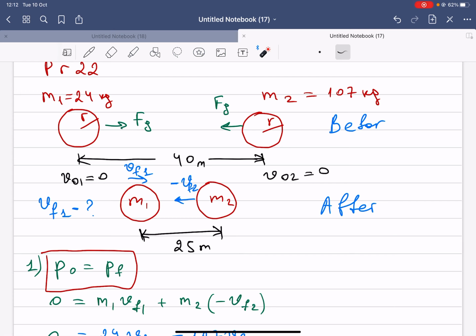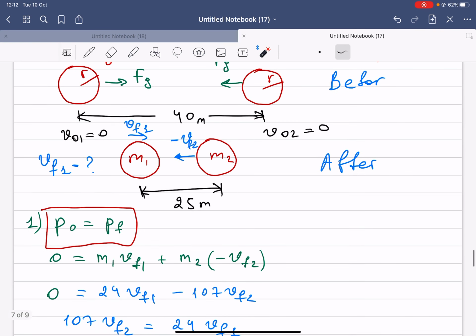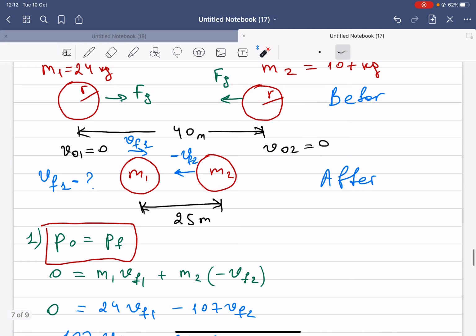Okay, so how can we do it? Initially, the velocity of both objects is equal to 0. In this case we have to use two formulas. One is conservation of momentum, the second one is conservation of energy. Conservation of momentum says initial momentum is equal to final momentum. Initially both objects were at rest, so the initial momentum is 0. The final momentum will be m1 v final 1, if we take the right side as positive, plus the second object, which will move to the left side.